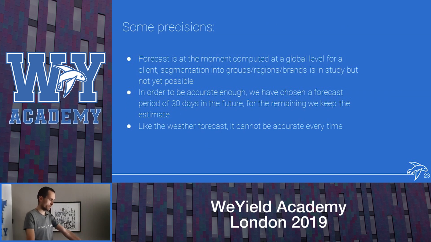So in conclusion, some precisions. What do we compute? We compute at the global level for a client. What you saw was the on-rent data for a whole company. Why? Because we need lots of data to have statistical accuracy. We are studying how to segment into groups or regions or brands for clients who will have enough data to be able to make this segmentation, but it's still in study. It's not yet possible. I told you before, we have chosen a forecast of 30 days to have the best accuracy possible. And like the weather forecast, it cannot be accurate every time.